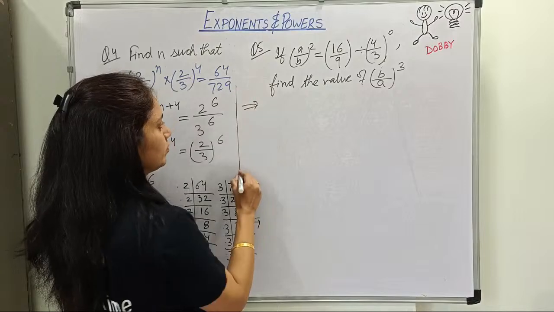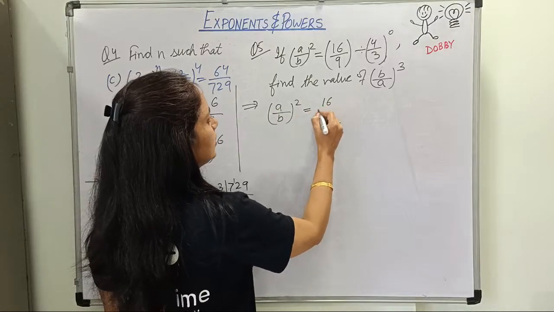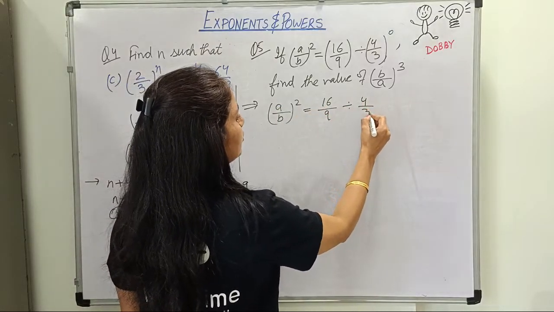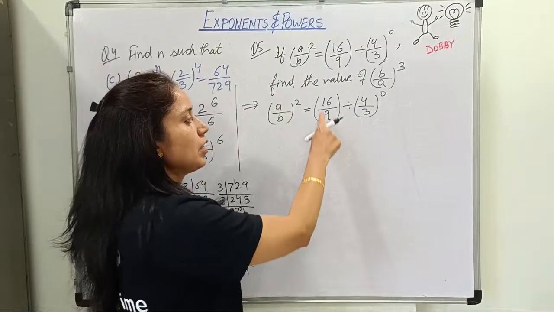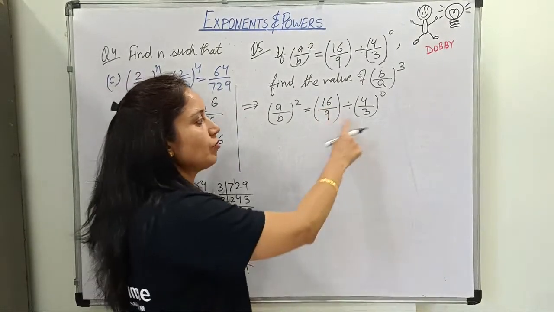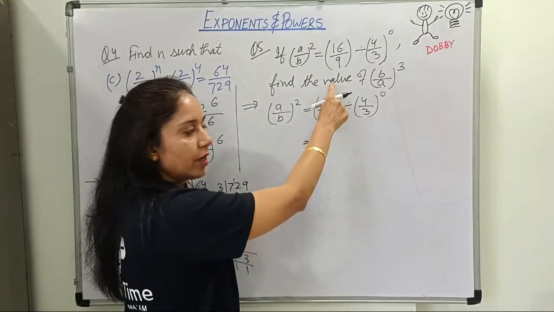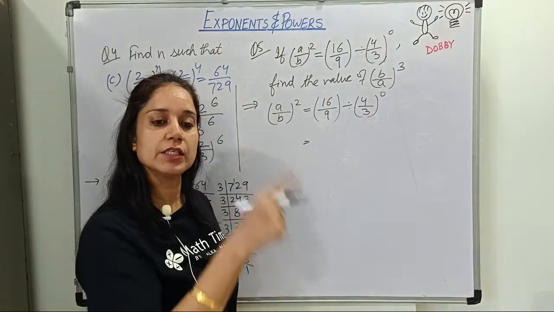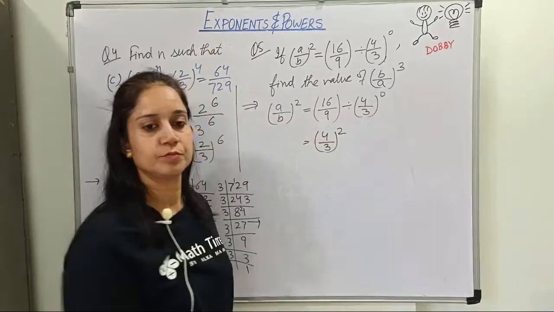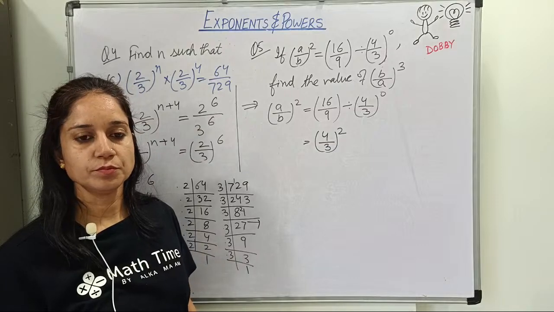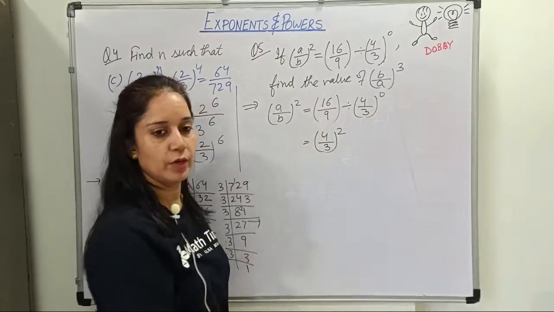Answer: A upon B whole square equals to 16 upon 9 divided by 4 upon 3 raised to the power 0. I have just copied the question again. Now 16 upon 9 can be written in the form of 4 upon 3. We have to make the base same. 16 can be 4 square, 9 can be 3 square. 4 4s are 16, 3 3s are 9. So it can be written as 4 upon 3 raised to the power 2. This is clear?